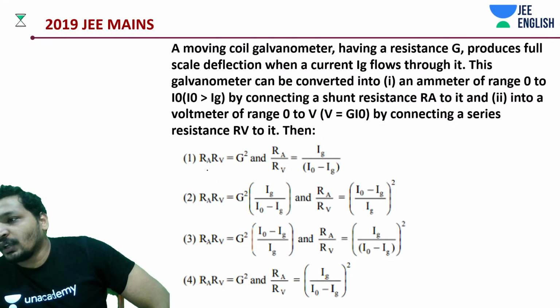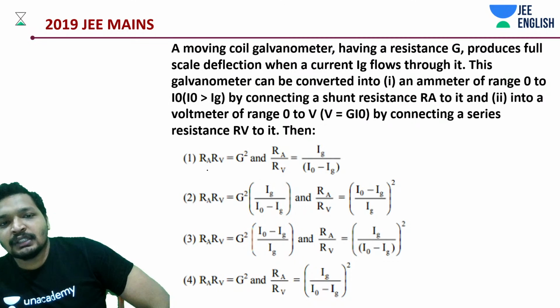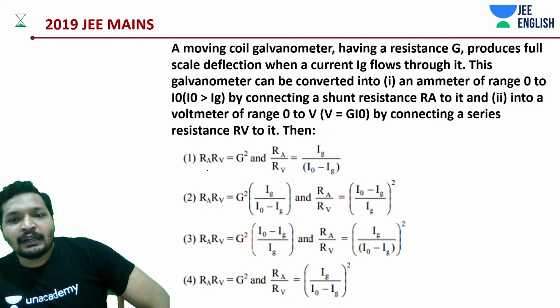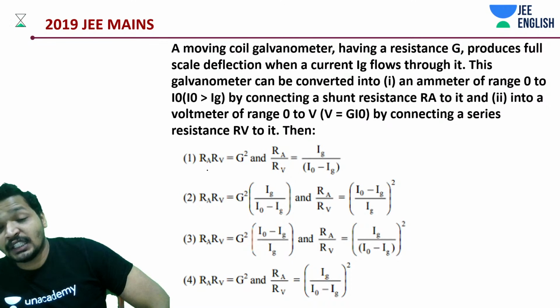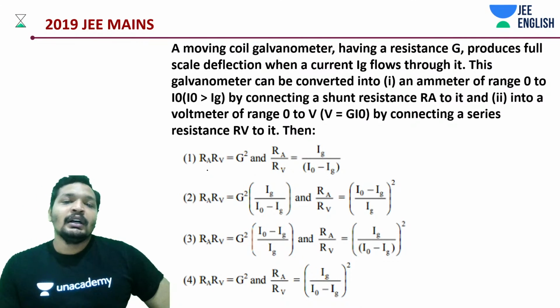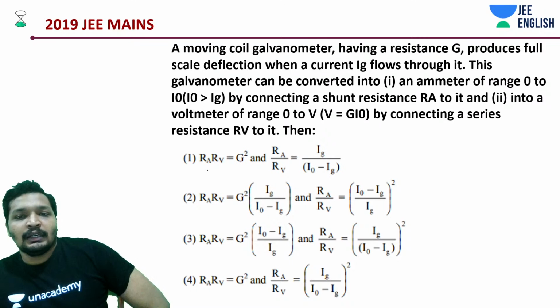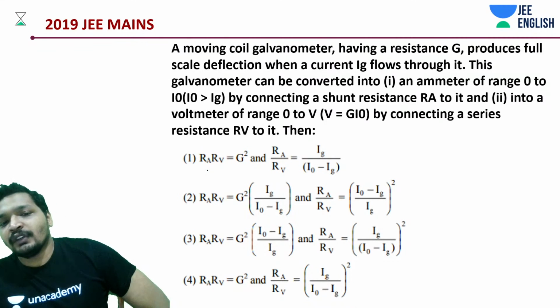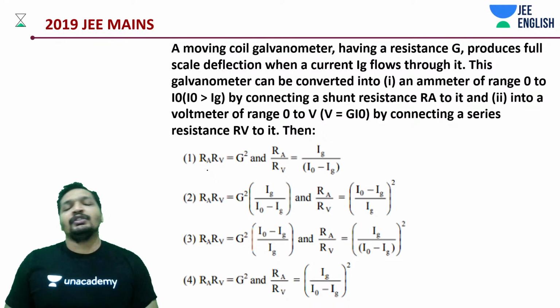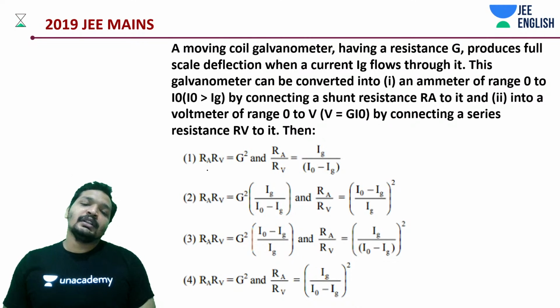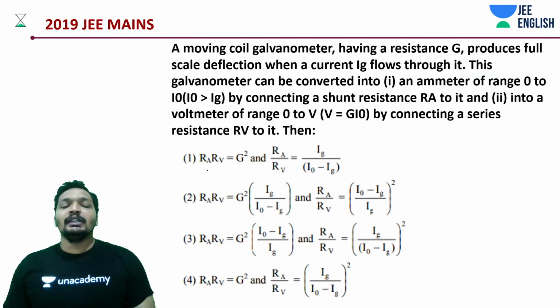A moving coil galvanometer has a resistance of G and produces a full scale deflection when current Ig flows through it. The galvanometer can be converted into an ammeter of range 0 to I0 by connecting a shunt resistance Ra to it, and into a voltmeter of range 0 to V by connecting a series resistance Rv to it. Then what should be the answer? Ra into Rv should be G square. Ra by Rv should be like Ig by I0 minus Ig, and whether there should be an Ra into Rv.